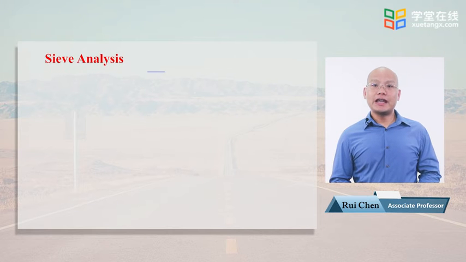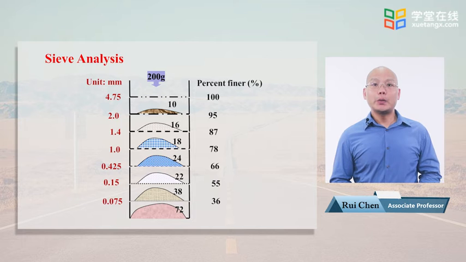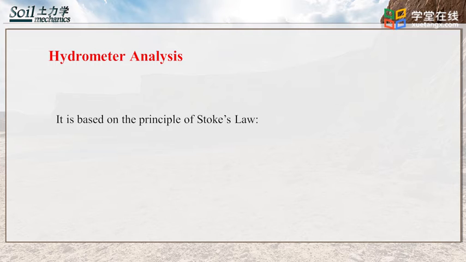To perform a sieve analysis, the oven-dried soil is shaken through a stack of sieves with opening size decreasing from top to bottom. By determining the mass of soil retained on each sieve, one can calculate the percentage finer for each sieve. Hydrometer analysis is based on the principle of Stokes' law.